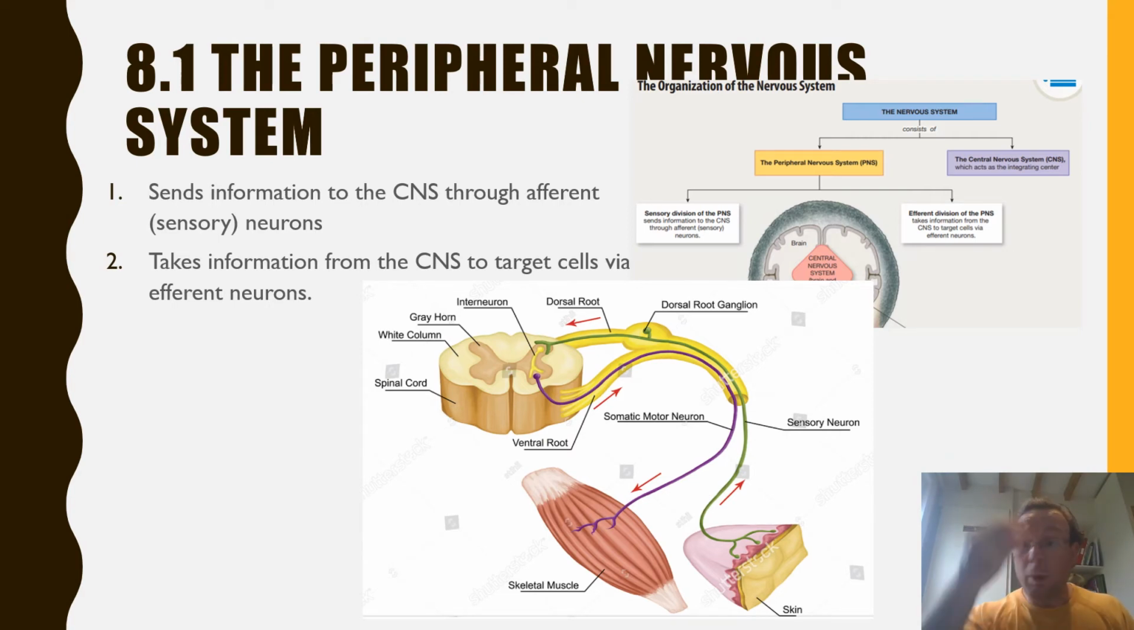So when the brain wants to initiate movement or contract that muscle, it sends an impulse down the spinal cord. But to get to that muscle, it needs a peripheral nerve. The peripheral nervous system takes information from the central nervous system to that target cell, i.e. the muscle, via these efferent neurons. In this case, it's that somatic motor neuron. So if that nerve was cut, that muscle would be completely flaccid. It would be unable to contract.